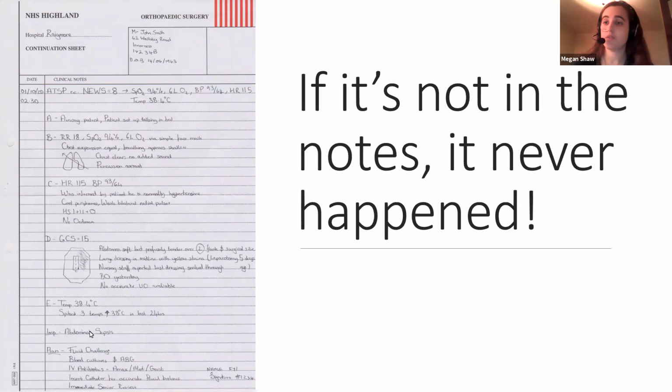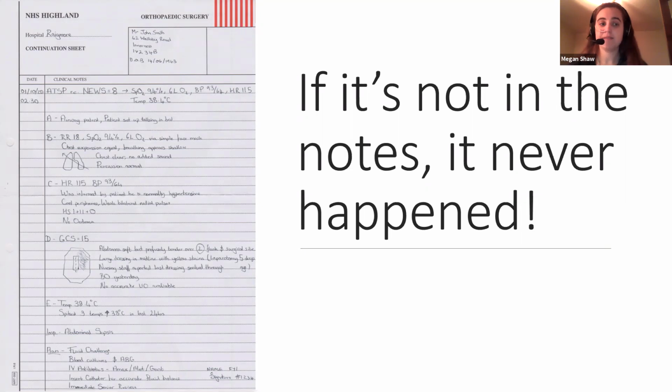Then finish off with your impression. What do you think's going on? This doesn't have to be a diagnosis. At this point, you might not even know what's wrong with them, but what's your impression of the patient? So here in this patient, I've written abdominal sepsis. I don't know why they've got the sepsis. I don't know whereabouts in their abdomen. From the sounds of it, it could be a paracolic collection, but you don't really know that. So it's more of an impression to give the next person who reads it an idea of what you were thinking at the time. And then a plan.